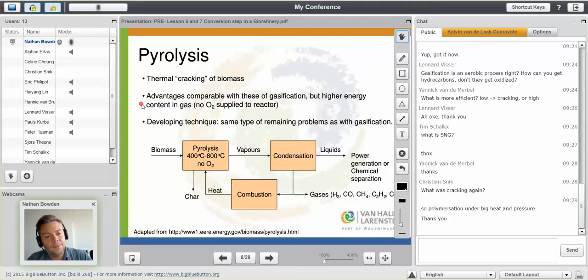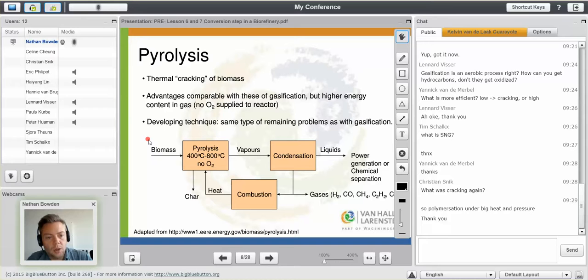The advantage is it's very similar to gasification, however at a much lower temperature, and there's no oxygen supplied to the reactor. It has the same problems, however. So if you have biomass at higher pressure, but at 400 to 800 and there's no O2, you get a char. Most people see this char as waste, but char can actually also be used.